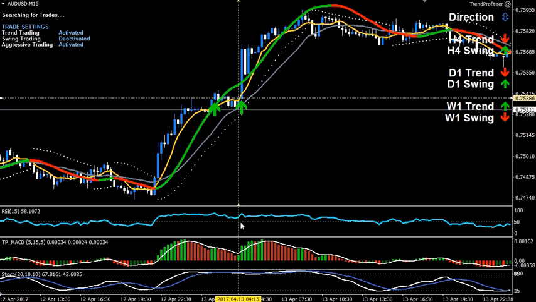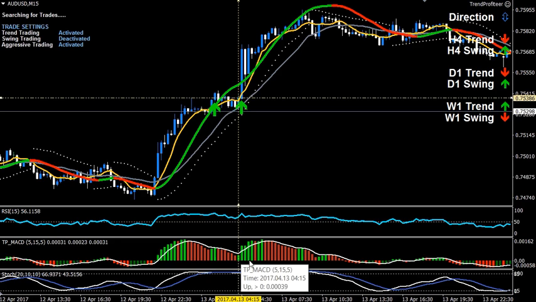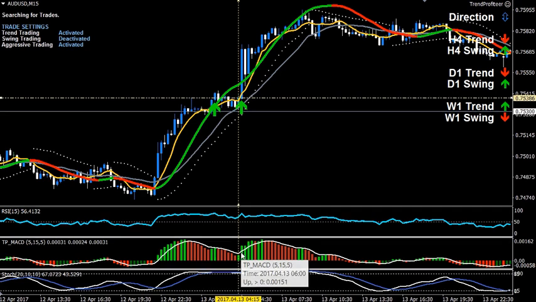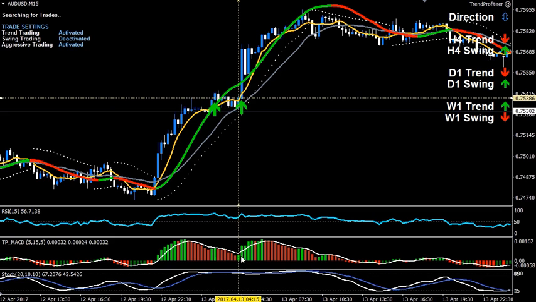The RSI is above 50. And with the MACD, again, we have at least 2 consecutive red histogram bars above the zero line, followed by a green histogram bar. Again, it doesn't need to be above the signal line, just as long as it's green and above the zero line for an aggressive trend type.